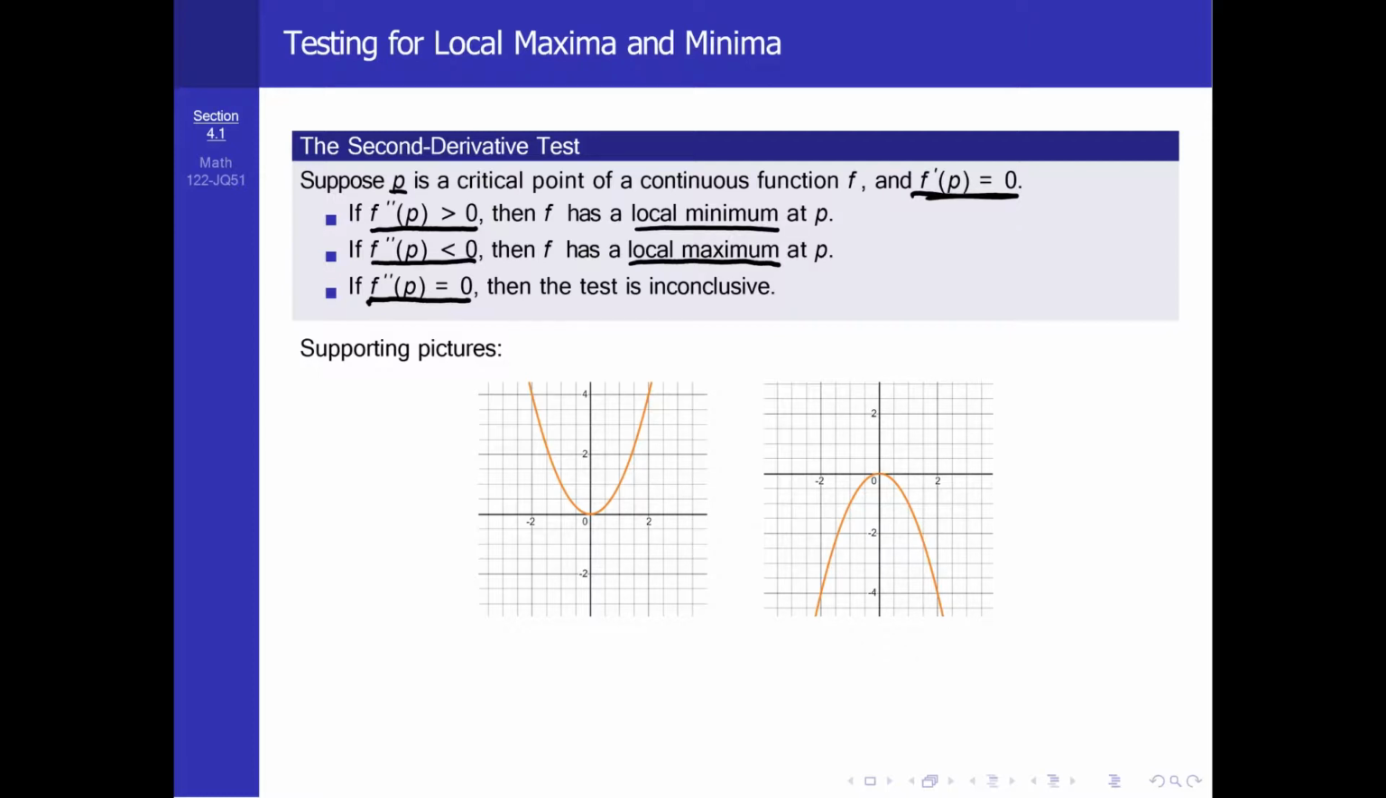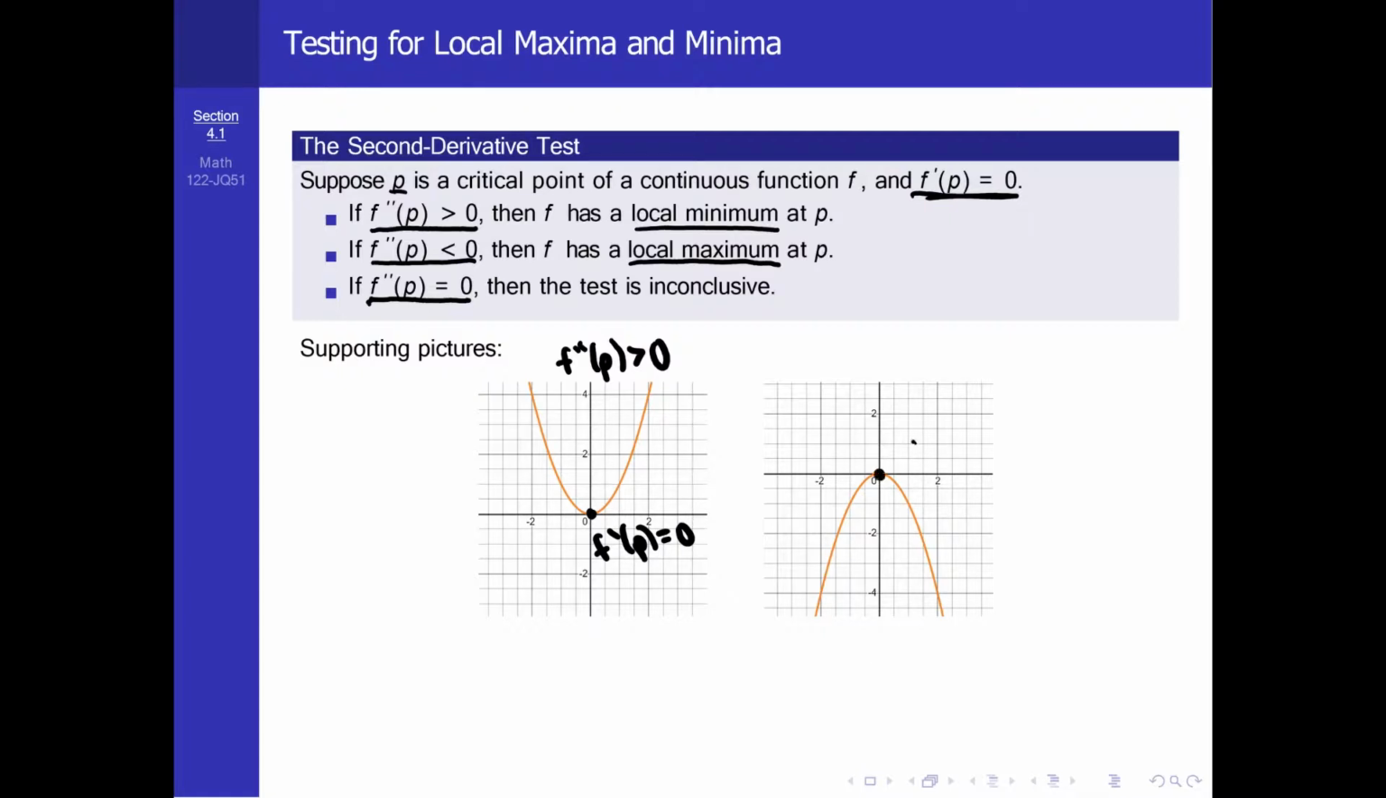Okay, so let's see if we can kind of make sense of what's going on here with the picture. In this first picture, I have my critical point P, and here I have a local minimum. So f prime of P is equal to 0. And in this case, my function is concave up because the second derivative is greater than 0. And the fact that my function is concave up, again, if you think about it, is specifying that I must have a local minimum at that point P.